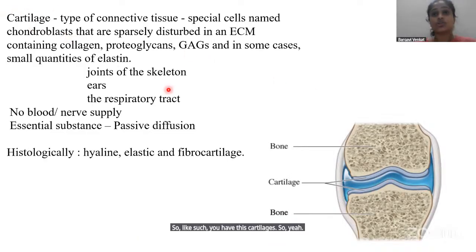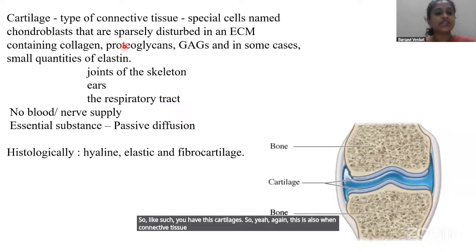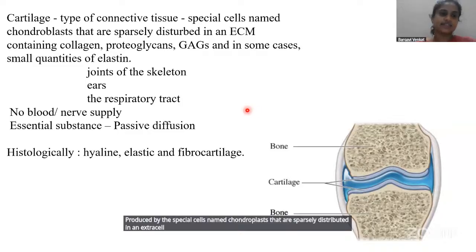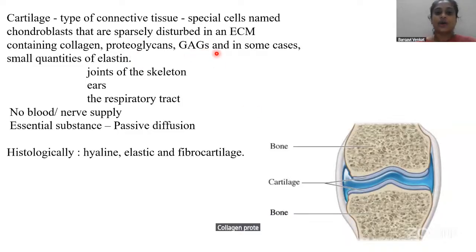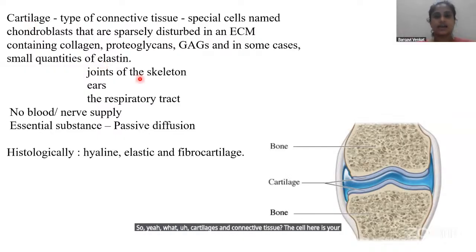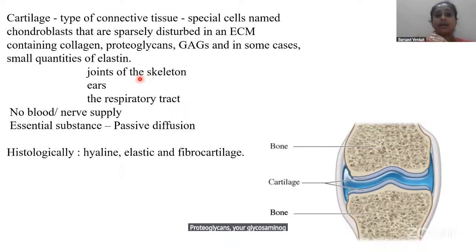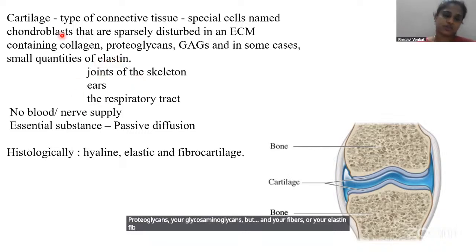Again, this is also a connective tissue. Cartilage is a type of connective tissue produced by special cells named chondroblasts that are sparsely distributed in an extracellular matrix containing collagen, proteoglycans, glycosaminoglycans, and in some cases small quantities of elastin. The cell here is your chondroblast. Your matrix is going to be the ground substance. Under the ground substance, you have proteoglycans and glycosaminoglycans, and your fibers are the elastin fibers and collagen fibers. So that is your cartilage.